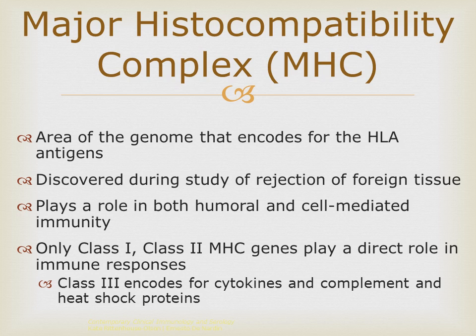The MHC complex is an area of the genome that encodes for the HLA antigens. It was discovered in the early days when they started to transplant tissues and organs from one person to another. Of course, they ran into a rejection problem. Even after they figured out about the ABO typing and checking for ABO compatibility, they still had rejection issues with the transplantation of foreign tissue. So they looked closer and discovered the presence of the MHC.